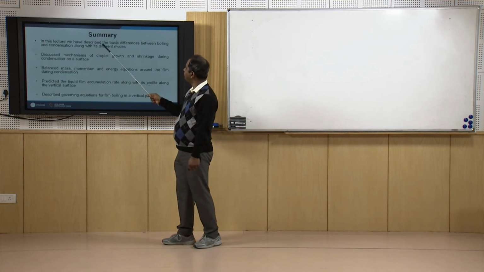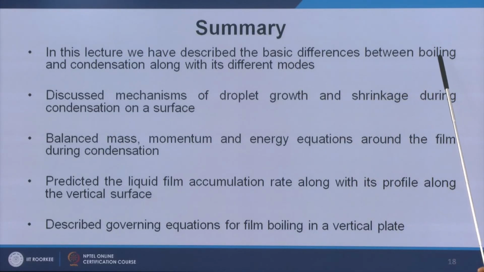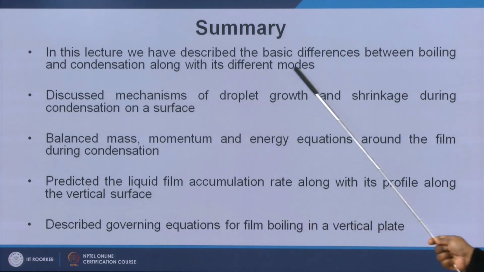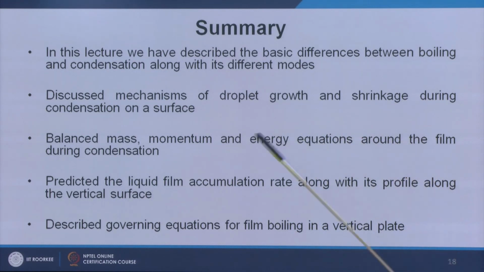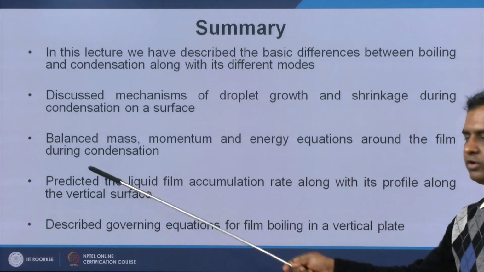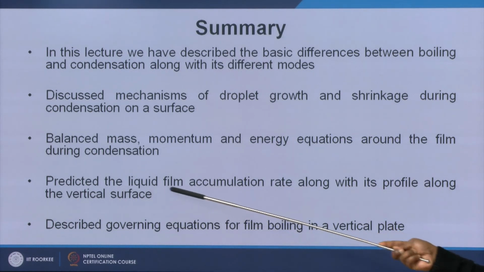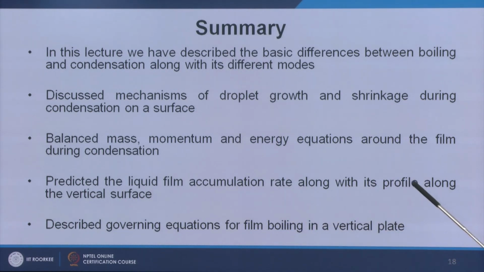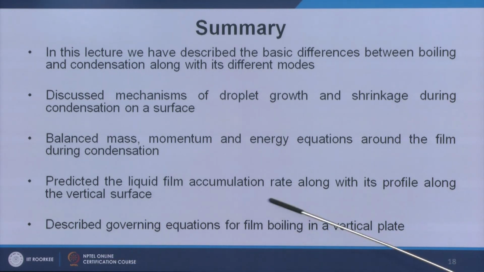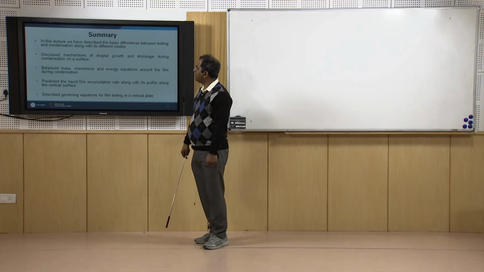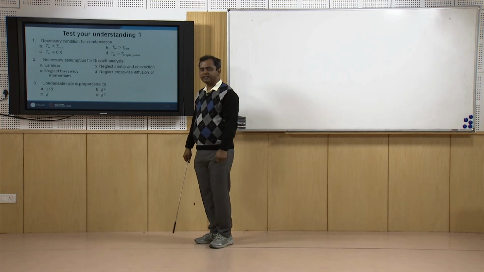In this lecture we have described the basic difference between boiling and condensation along with its different modes. We have discussed the mechanism of droplet growth and shrinkage during condensation on a surface. We have balanced mass, momentum and energy equations around a film during condensation. We have predicted the liquid film accumulation rate along with its profile along the vertical surface, and finally, we have described the governing equations for the film boiling situation on a vertical surface. Let me test your understanding at the end of this lecture.